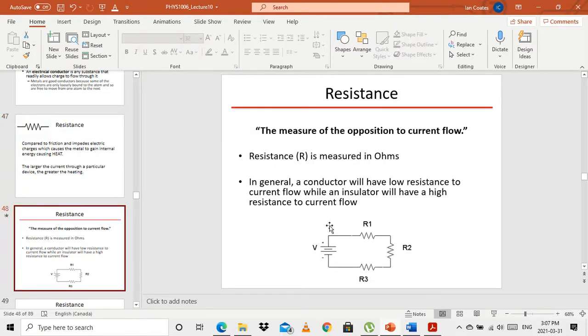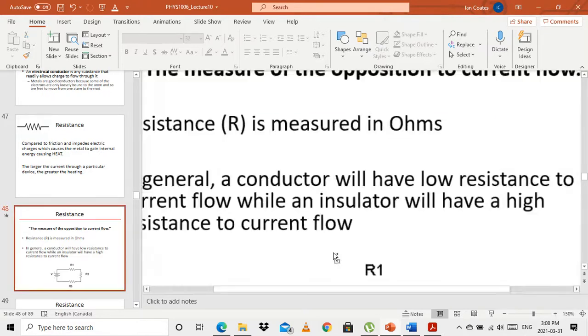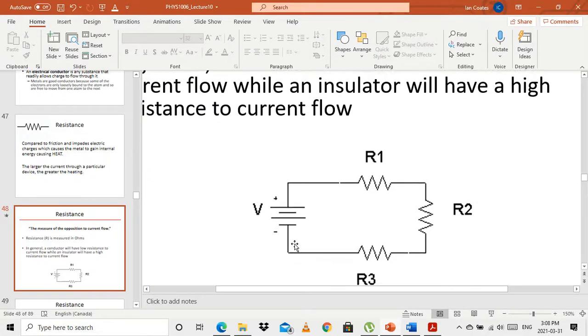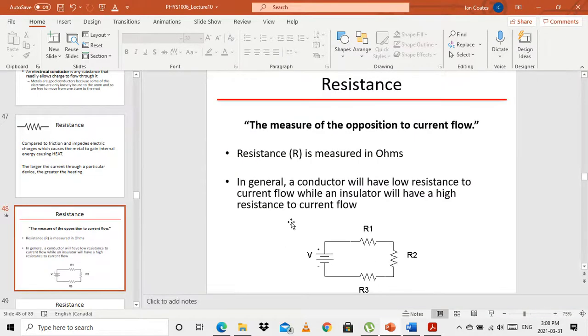Resistance R is measured in ohms. Have a look here. Here we've got a battery. Sorry, I'll zoom in here. You've got a positive end to the battery and a negative end to the battery. So the electrons are going to flow through here. But remember, your I, the arrow, is going to point this way. I didn't invent it. I'm just the messenger.